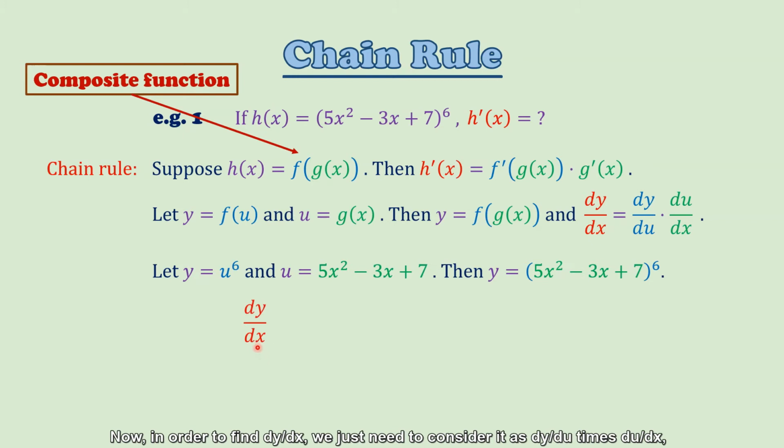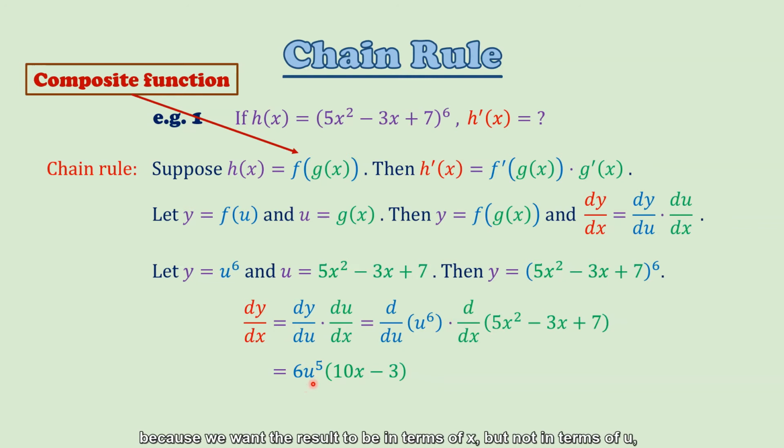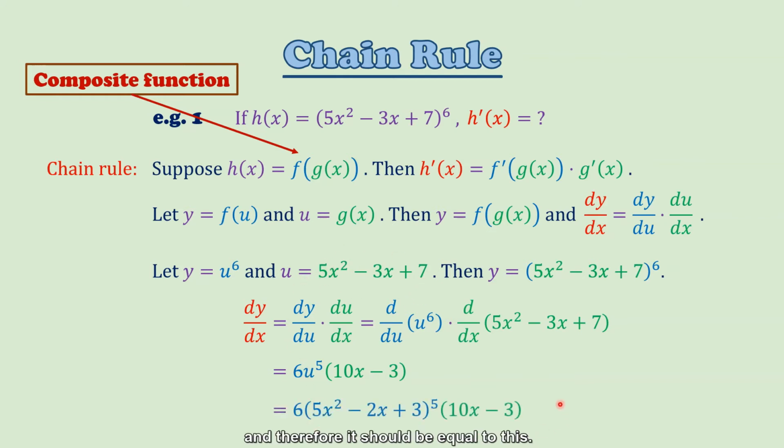Now in order to find dy/dx, we just need to consider it as dy/du times du/dx. And then dy/du is just d(u to the power 6)/du. And du/dx is d(5x² − 3x + 7)/dx. Both of them can be differentiated easily. This is not yet our final result because we want the result to be in terms of x, but not in terms of u. So we should substitute u back, and therefore it should be equal to this. This result is the derivative of h(x) that we would like to find.